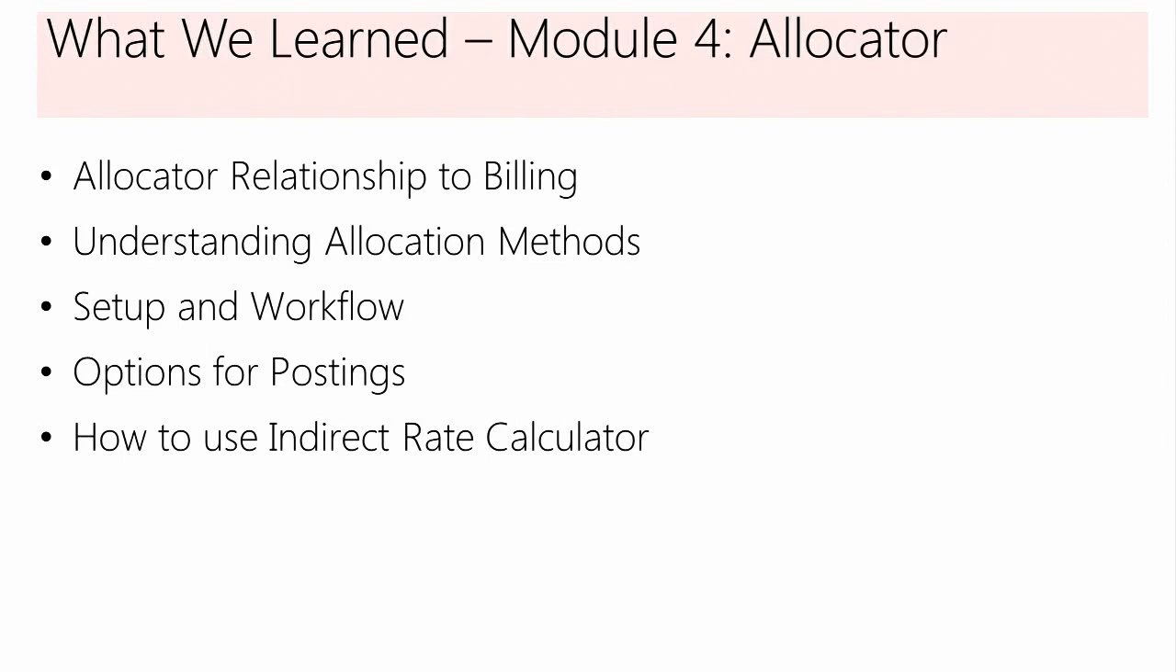Let's review what we learned with Allocator. We learned how Allocator relates to our billings. We also got a better understanding of different allocation methods depending on the project type, such as time and materials, cost plus, fixed price. We also reviewed the setup and workflow related to allocations and how we can choose different postings, whether it's unbilled AR or unbilled revenue or revenue and unbilled revenue. And we also learned a little bit more about Indirect Rate Calculator and how that works related to our projects.